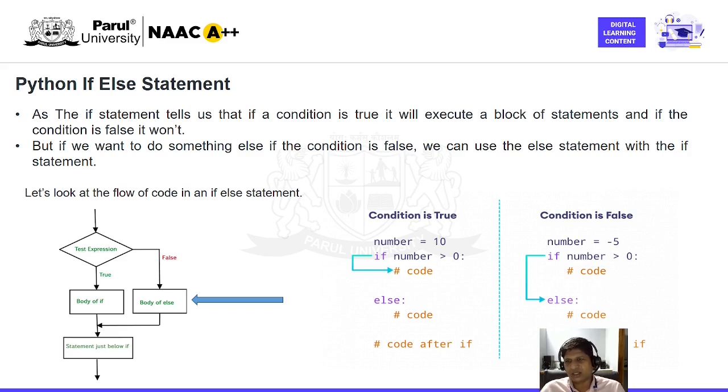If the condition generates true output, then a well defined block is there to execute the statements. And if the condition generates false output, then there is also a well defined block of statements to execute. If we want to do something when the condition is false, we can use the else statement with the if statement. Now you can see the flow diagram, the flowchart of the if else statement.